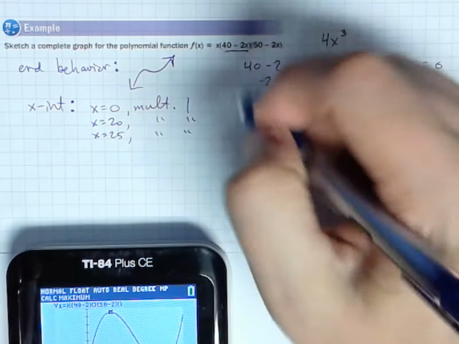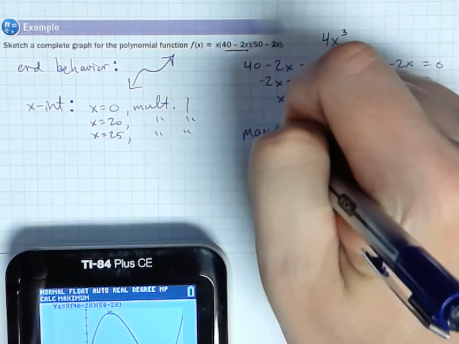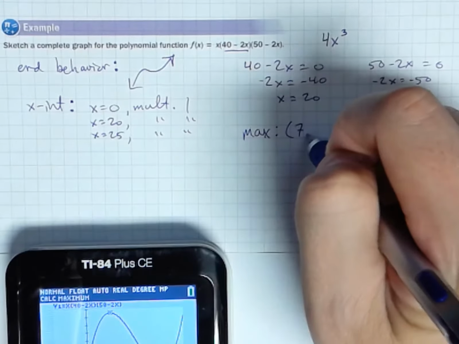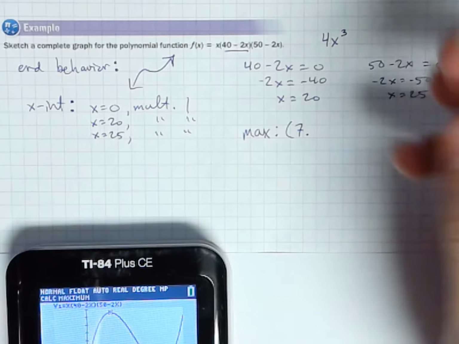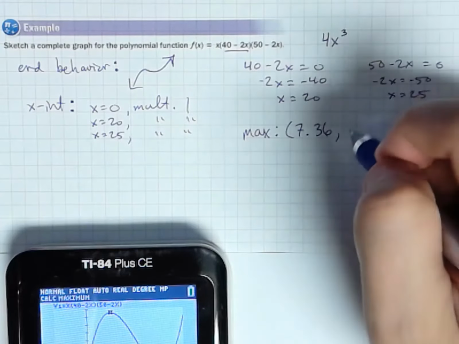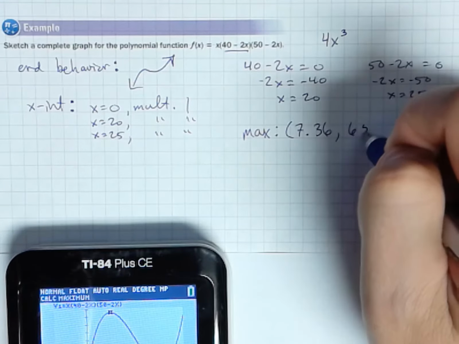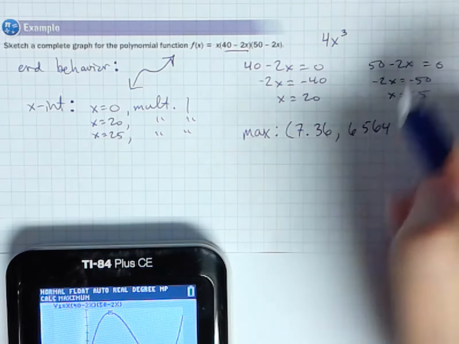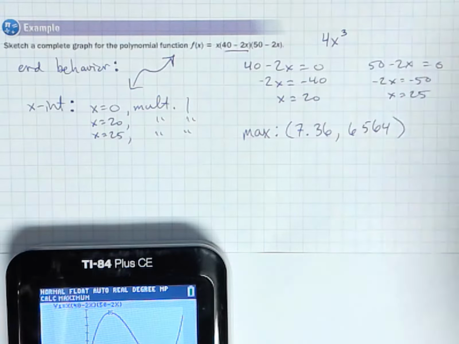So max, it's like 7, I'll just go to a couple decimals. 7.36 is my x value, and my y value is 6,564. It's a couple decimals, but 0.2 doesn't make a big difference when you're talking 6,500.